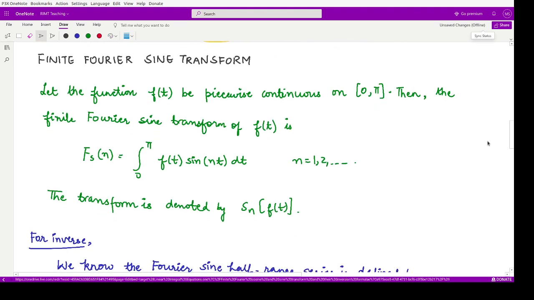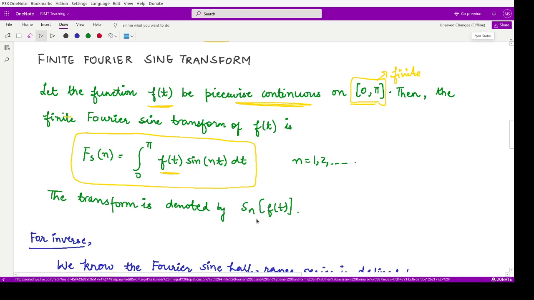Next is the finite Fourier sine transform. That is calculated in a similar way. The condition on f of t is that it should be piecewise continuous on this interval 0 to pi, and the finite Fourier sine transform of the function f of t is given by this particular integral, that means integration from 0 to pi, because our interval here is a finite interval, of the given function multiplied by sin nt dt.